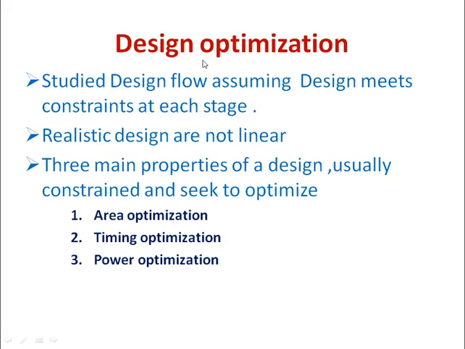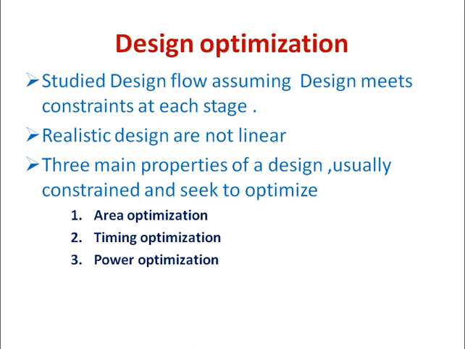We go for the next topic, design optimization. We have studied the design flow assuming the design meets constraints at each stage. In most of your design projects, this ideal situation does not hold good. We need to perform some optimization of the design, possibly making a trade-off of one property against another. That means we can't have 100% optimization of anything here. You have to have a trade-off between them.